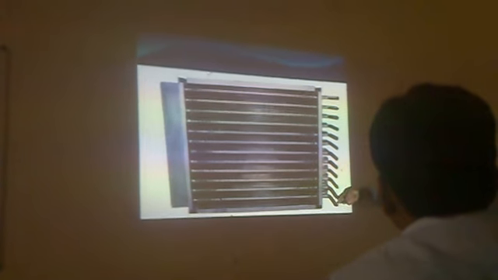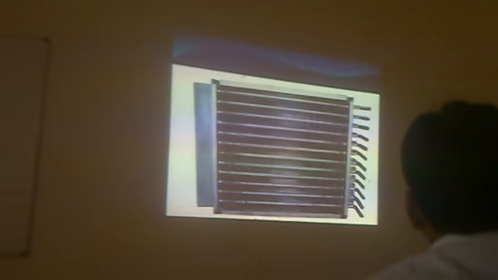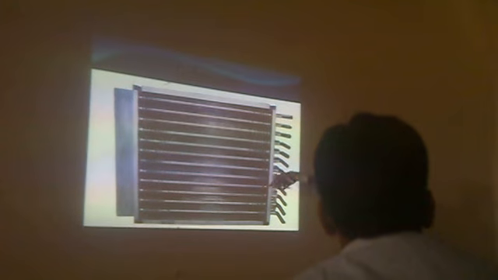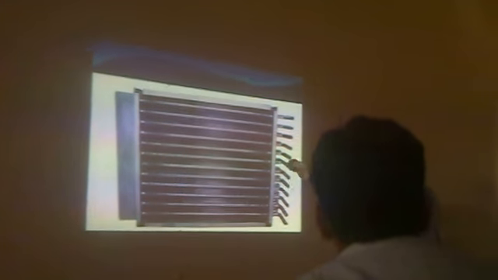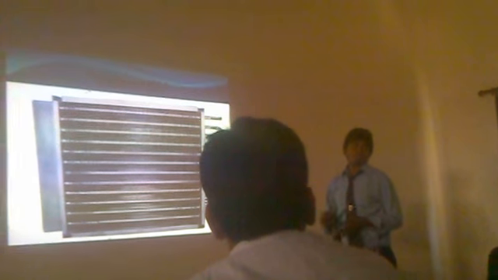Here you can see there are tubes. In these tubes the distilled water is filled, and when the flue gas after burning from the boiler strikes the pipes, the distilled water inside is heated, and then it is sent to the steam drum for the further process.